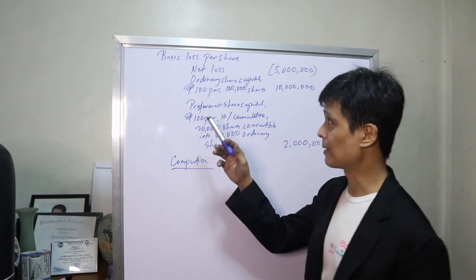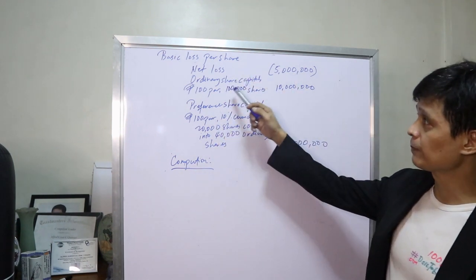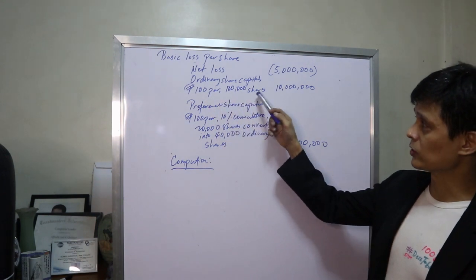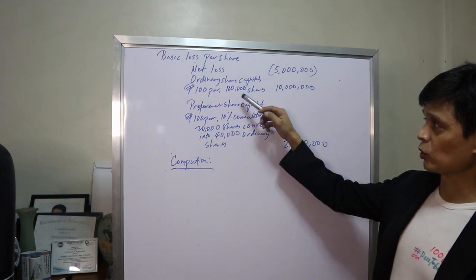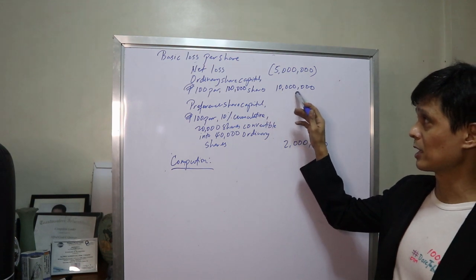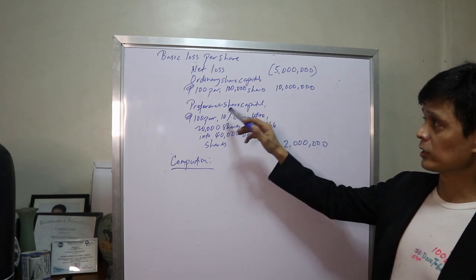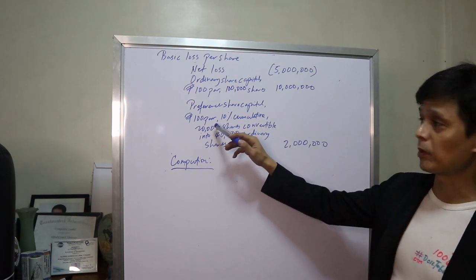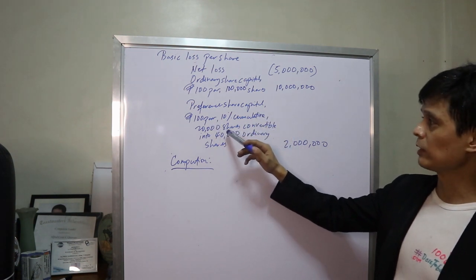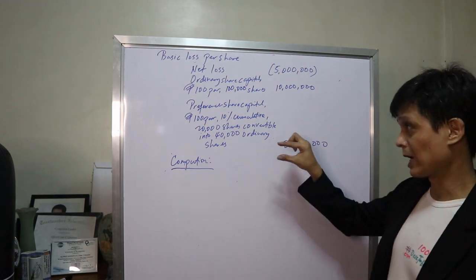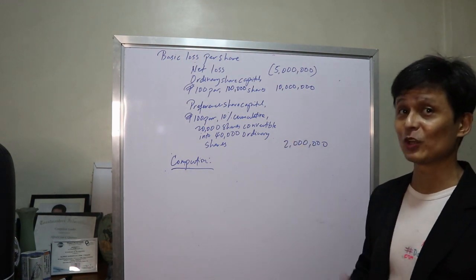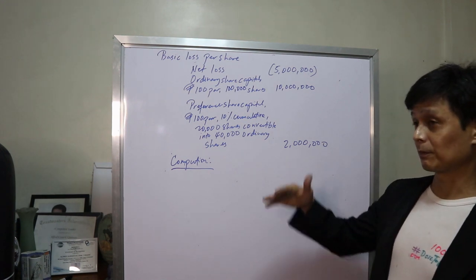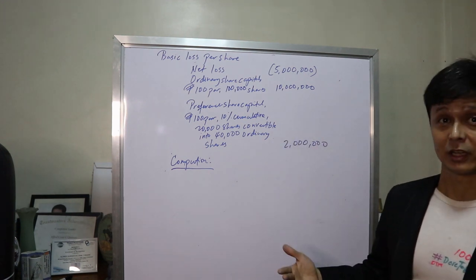Now, let's take this example. So, there's a net loss of 5 million. Ordinary share capital, 100 par, 100,000 shares. So, gagamitin natin mamaya yan sa computation as our denominator. So, that's 10 million, yung ordinary shares. And then, yung preference share capital, that's 100 par, 10% cumulative. So, maglalagay tayo ng ililess. Actually, i-add natin yung dividend dun sa net loss kasi, of course, negative, no?